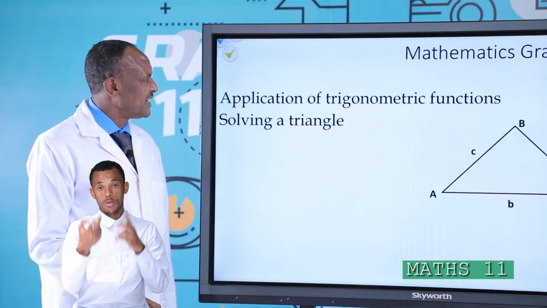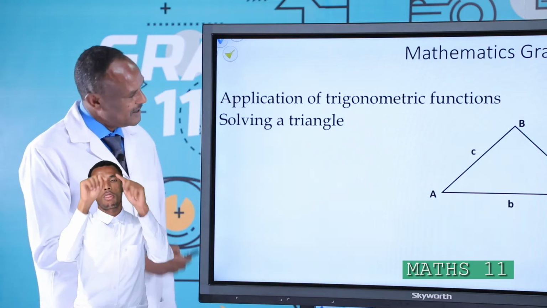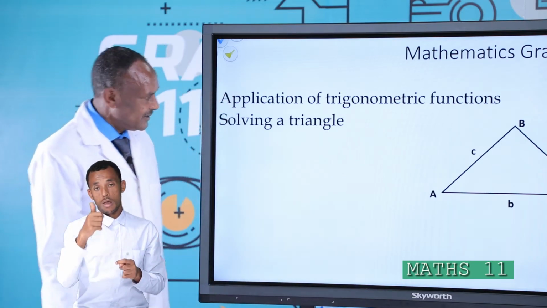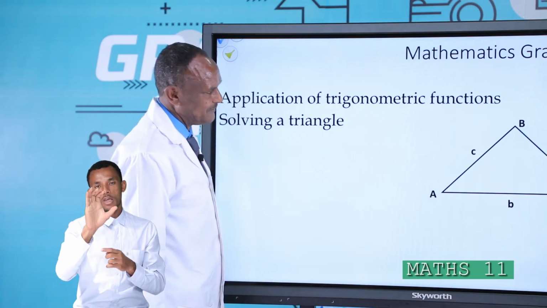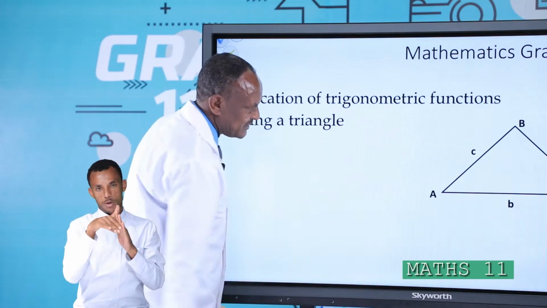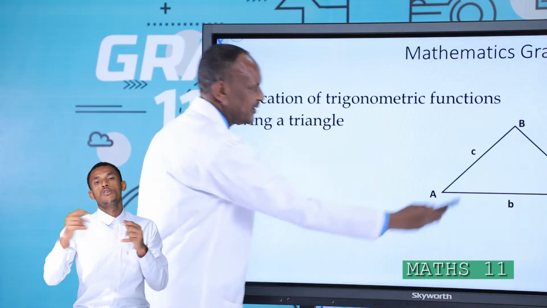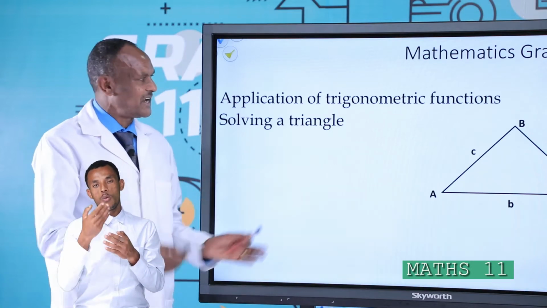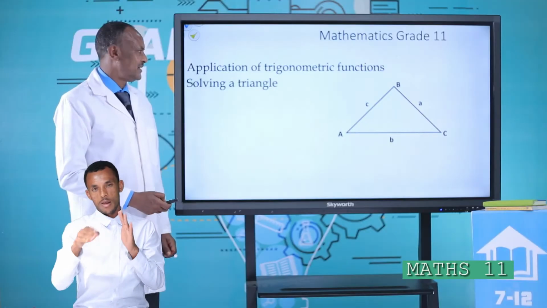When we are looking at applications of trigonometric functions in solving a triangle, assume you are given a triangle ABC. The side opposite to vertex A will be represented by small letter a. The side opposite to vertex B will be represented by small letter b. And the side opposite to vertex C will be represented by small letter c. From now onwards, when I am discussing triangles, small letters a, b, c represent the sides opposite to the vertices.